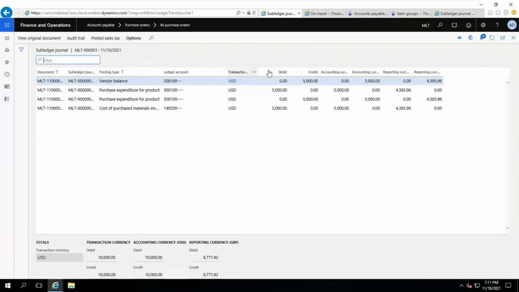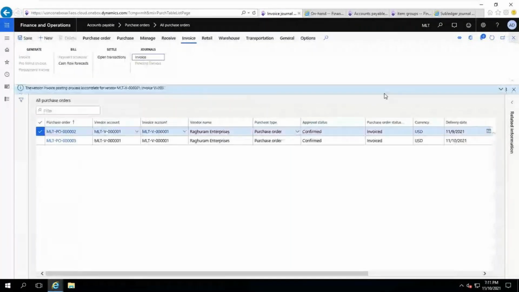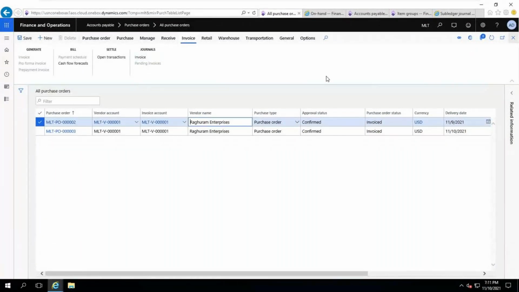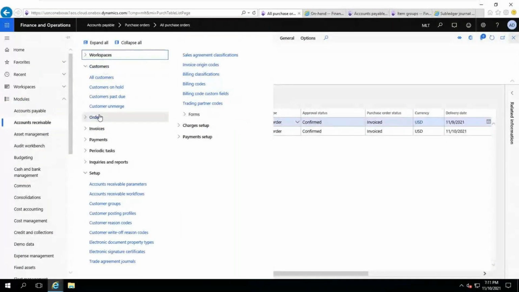Understood? Any questions? Any doubts? This is sales order invoice. Sorry, purchase order invoice. Can anyone unmute yourself and speak? Are you able to hear me? At least yes or no? Yes, sir.